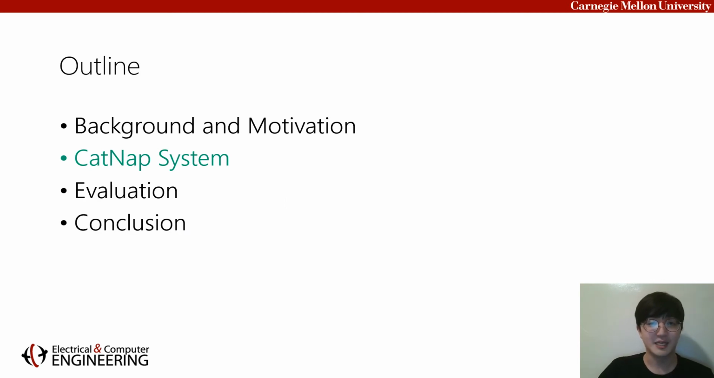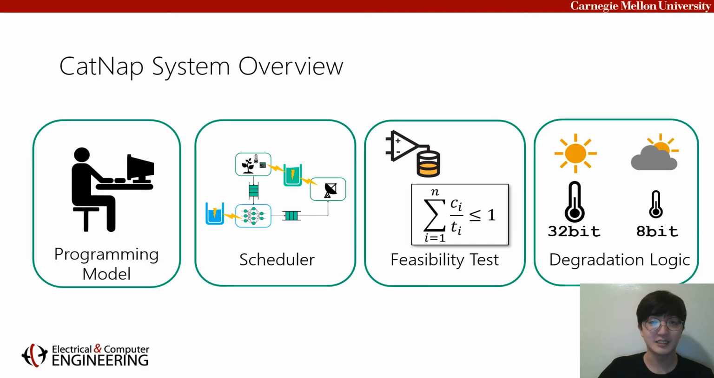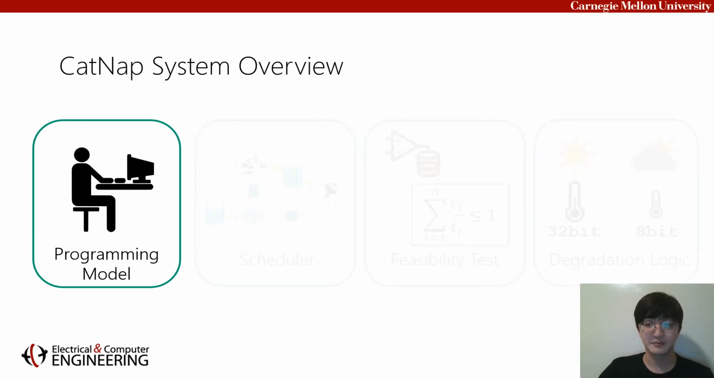Now, I've explained the challenges and possible solutions for realizing an event-driven execution on intermittent systems. On top of the discussion, I will next introduce our system called CatNap. CatNap consists of four key components. The programmer writes a CatNap program and the scheduler executes it. The feasibility test checks whether the program is schedulable, and CatNap runs the degradation logic when it is not schedulable.